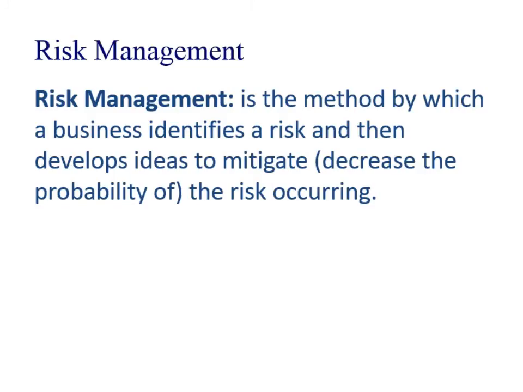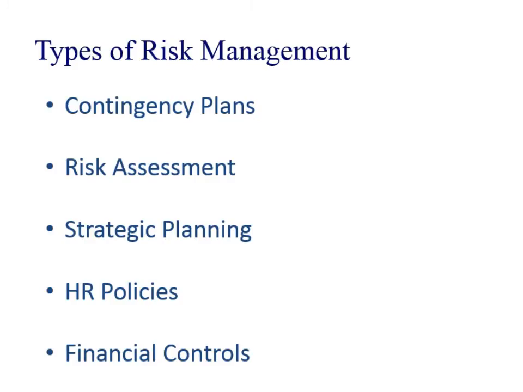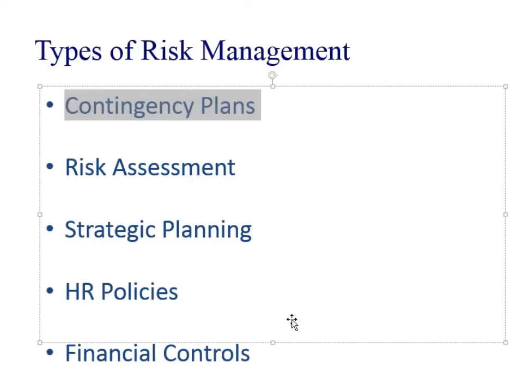Okay, so you've got these risks. Right, how do you deal with it? Well, you've got risk management, and this is a process where you identify risk and then you try and develop ideas to mitigate, great word, meaning decreasing the probability of the risk occurring. So types of risk management, I do go into more detail when we look at contingency plans with Unit 4, but contingency plans, so this is like plan B. What do we do if everything goes belly up, really? How do we deal with this?